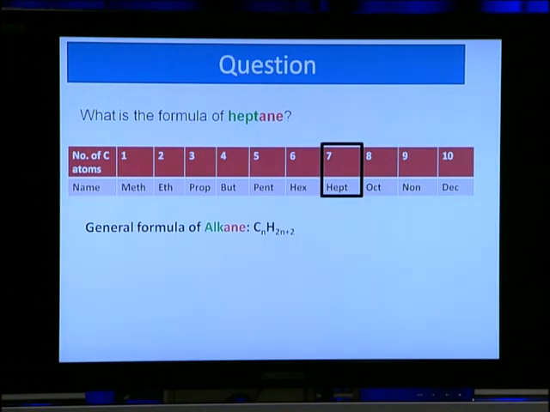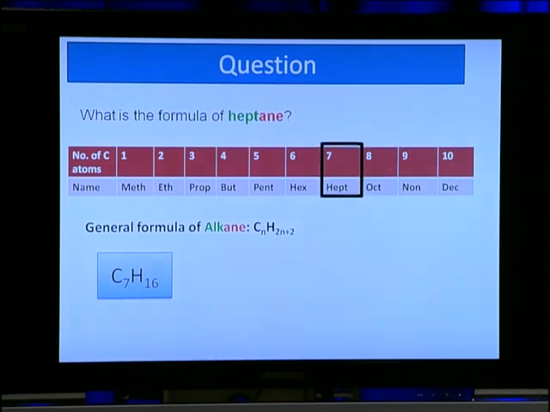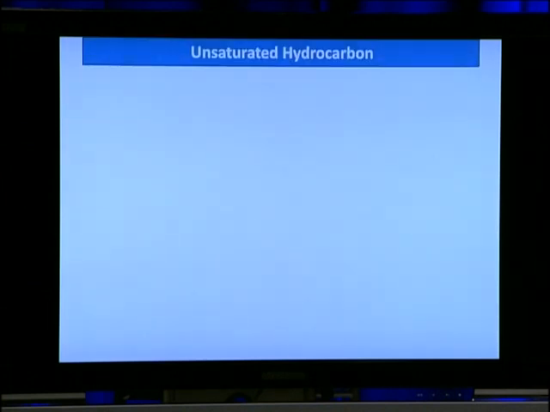Remember, hept represents 7 carbon atoms. When the number of carbon atoms is 7, you can also find the number of hydrogen atoms. So the number of hydrogen atoms should be 7 times 2 plus 2, which is 16. So this is the formula of the compound heptane. So this is all about the alkane.